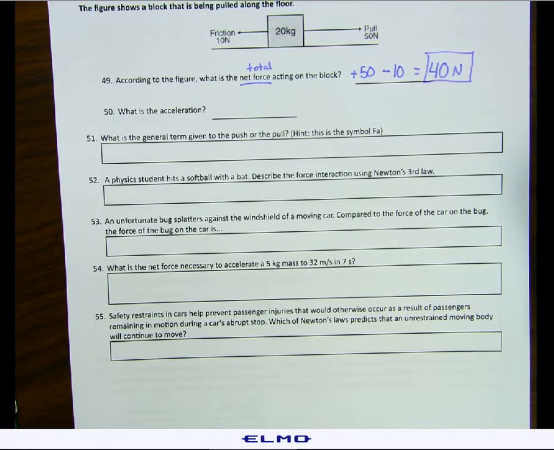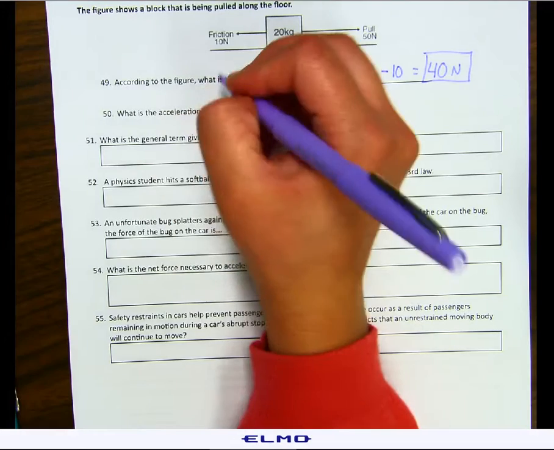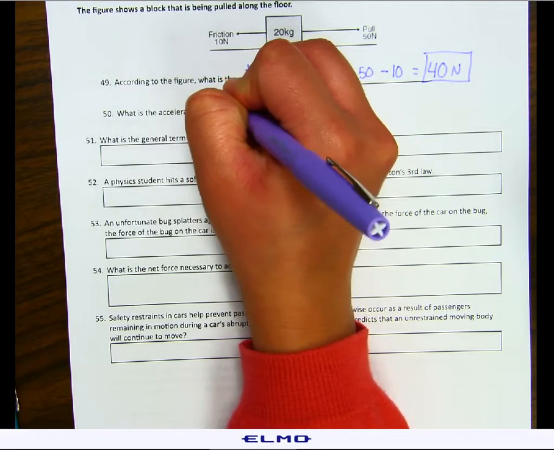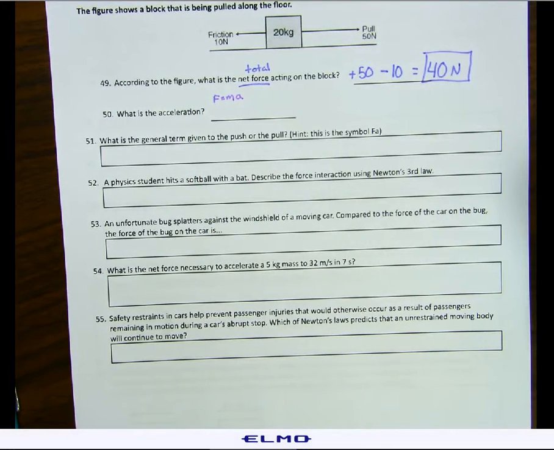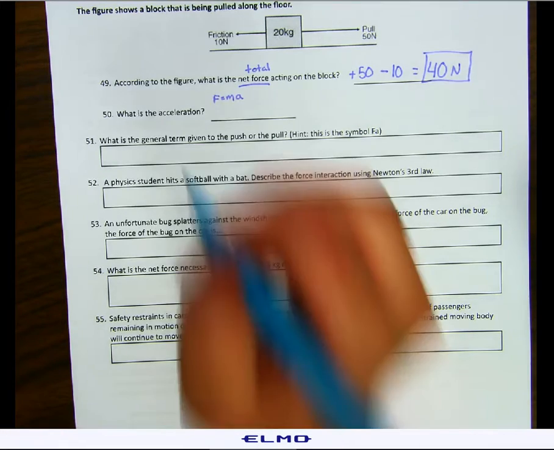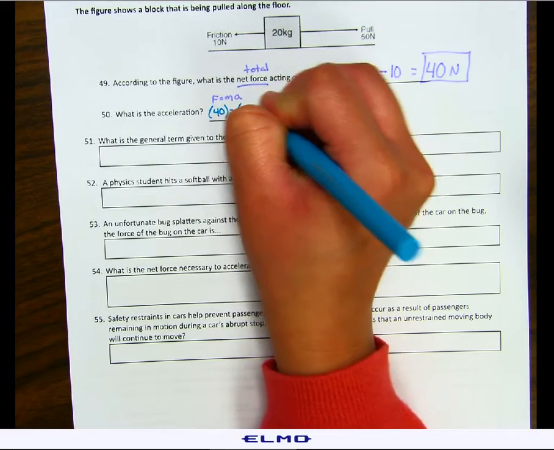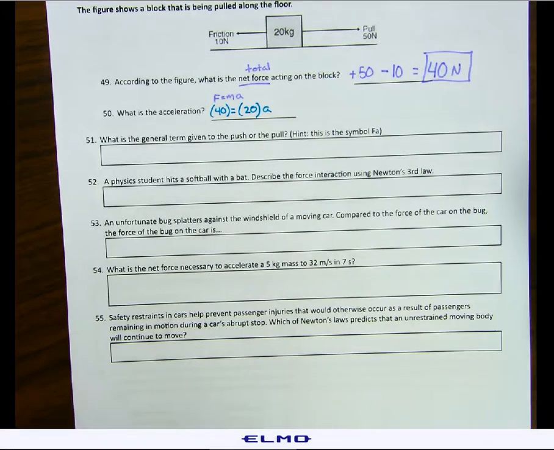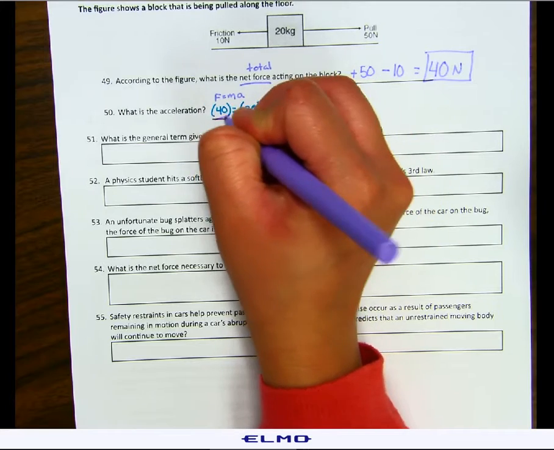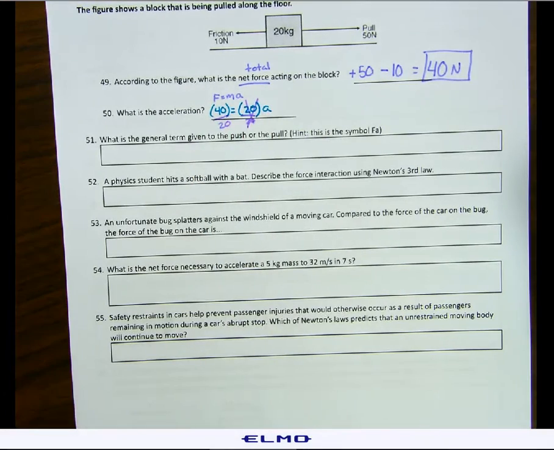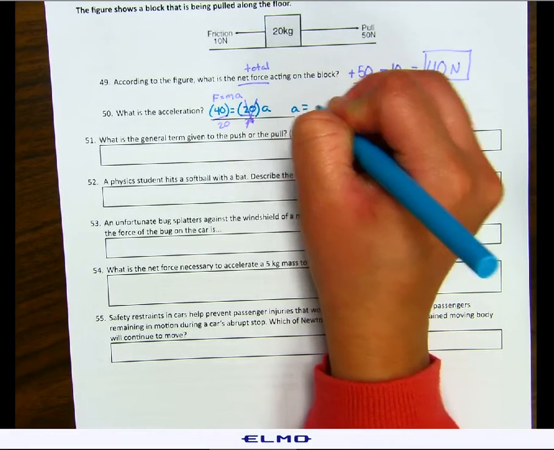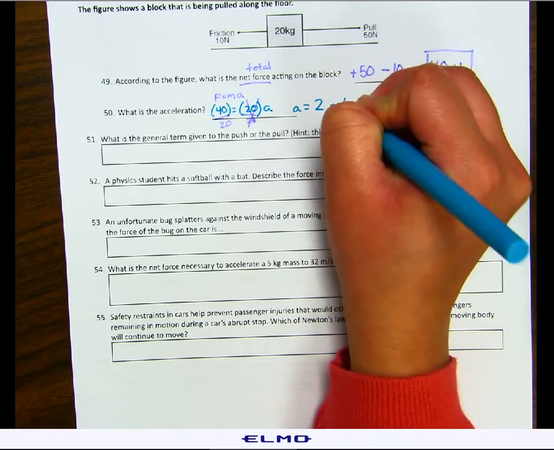What is the acceleration? Again, I'm going to have to use my formula. F equals ma. My force is 40 newtons. My mass is going to be 20 kilograms based on the picture, and I'm looking for my acceleration. To find acceleration, all I have to do is divide both sides by 20. That cancels out over here. 40 divided by 20. My acceleration is 2. My units are meters per second squared.